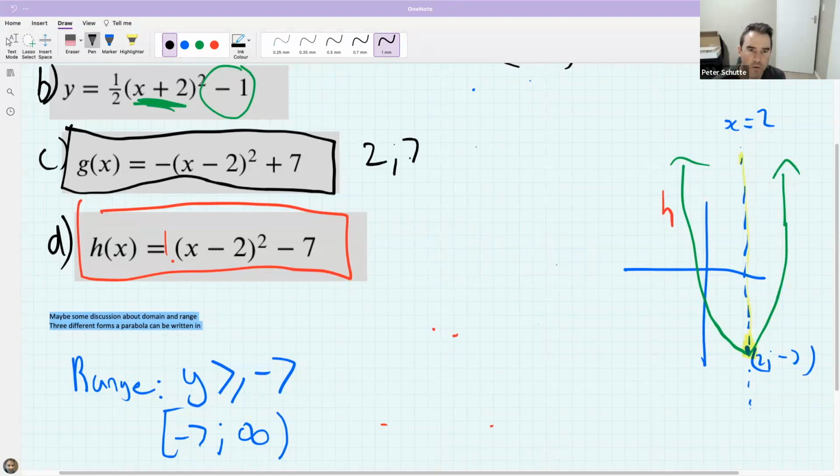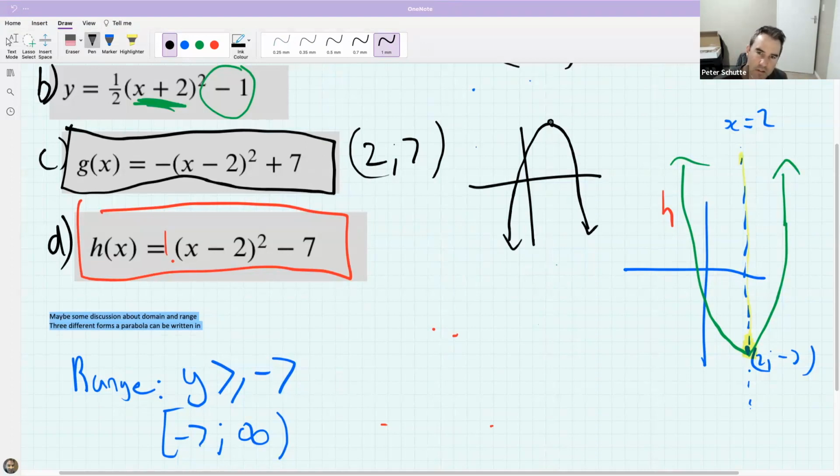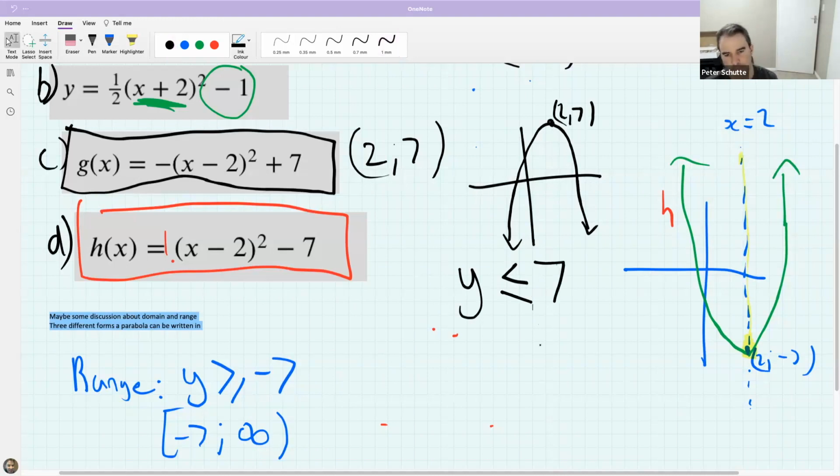So for this one, we know the turning point is (2, 7). And we know it's an unhappy graph. So it probably looks something like this. So what's the range of C going to be? It feels to me like this unhappy graph only gets so high and then it gets no higher. And so we would say y is less than or equal to 7. Yeah, I agree.